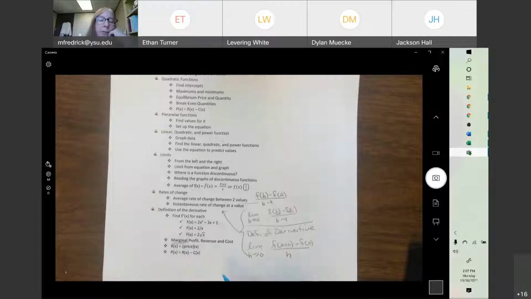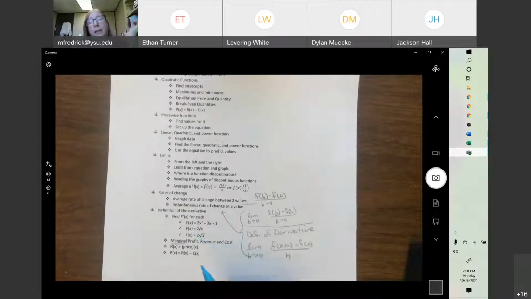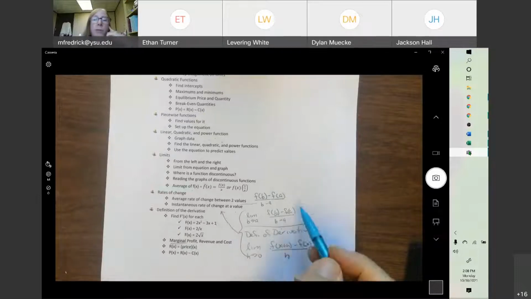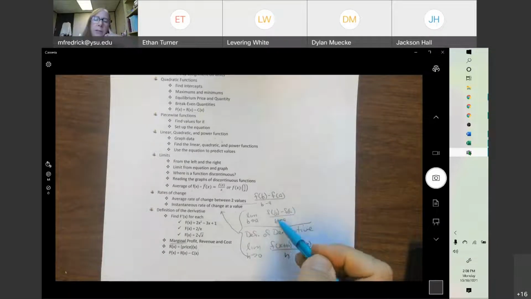Because the next chapter, we're going to learn the short version. So I just want to make sure you understand it, because after this test, we'll never do the long version again. Derivative is also called marginal. So marginal profit, revenue, and cost means the definition of the derivative. Or you can use this one, either one of these.